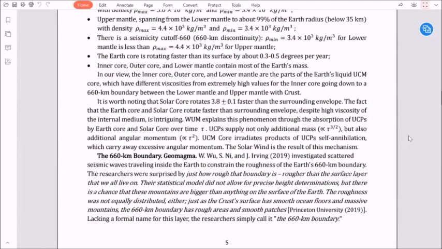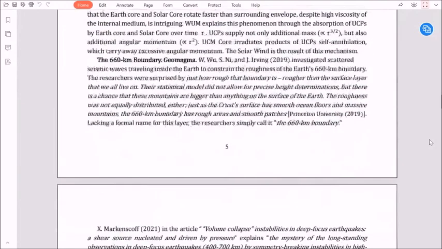Their roughness was not equally distributed either. Just as the crust's surface has smooth ocean floors and massive mountains, the 660 kilometer boundary has rough areas and smooth patches. Lacking a formal name for this layer, the researchers simply call it the 660 kilometers boundary.